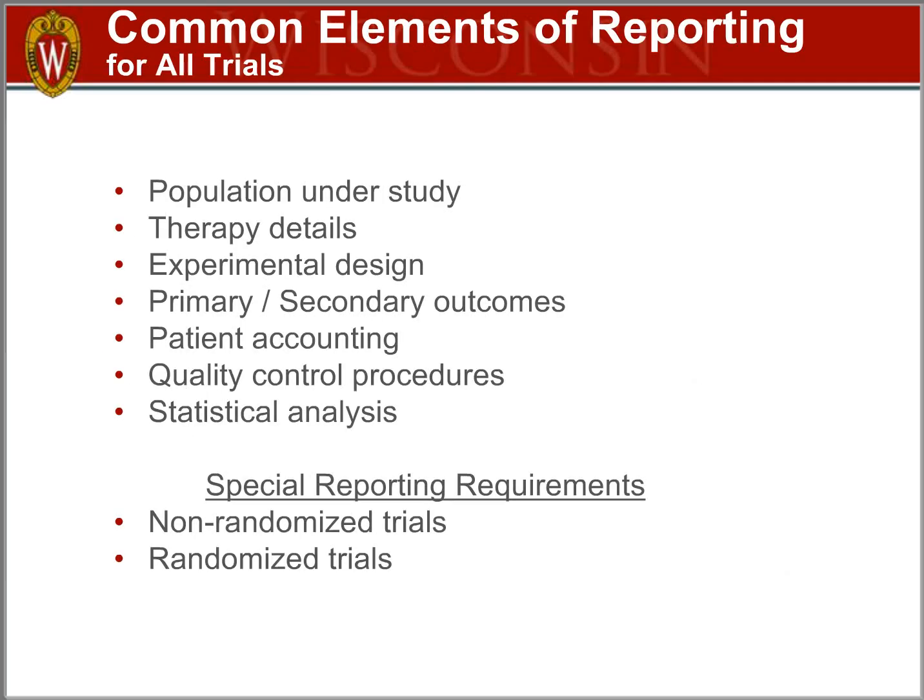So here are some of the common elements that are included in the CONSORT document: to describe the population under study, to present enough details of the therapy so you know exactly what it was that was being tested, to summarize the experimental design, to define or present the primary and secondary outcome variables, to have a discussion of patient accounting, a description of the quality control procedures that were used to get high-quality studies, the statistical analysis that was conducted on the data, and then depending on whether this is a randomized or non-randomized study, to provide enough details so one understands that aspect.